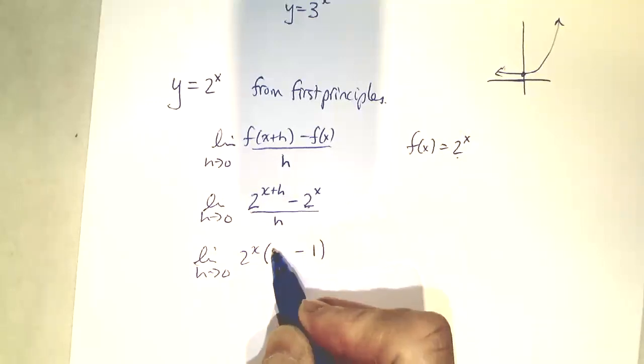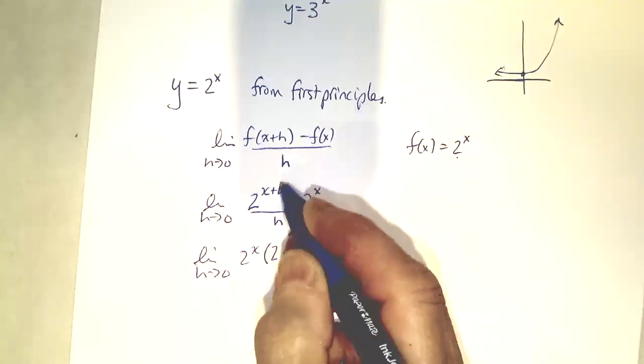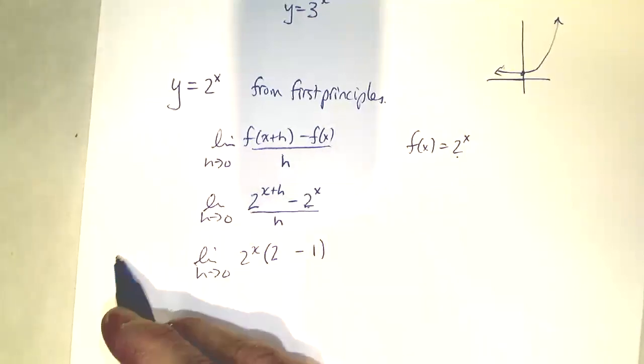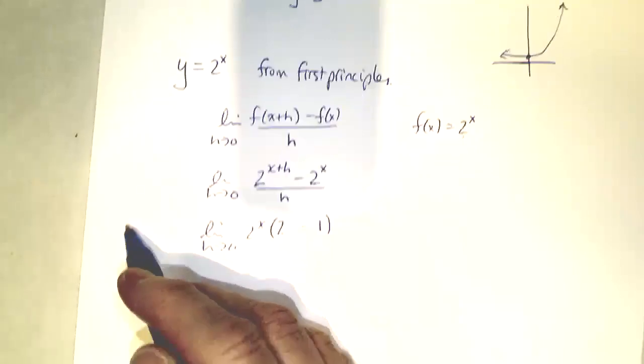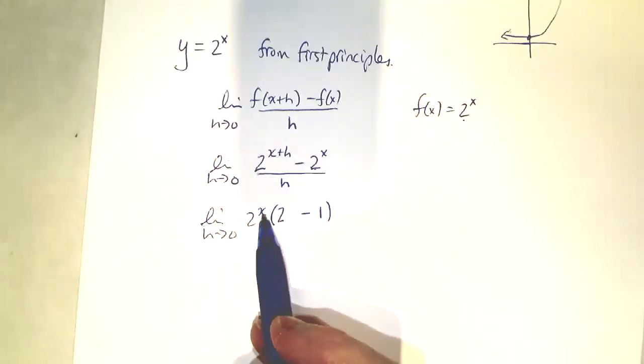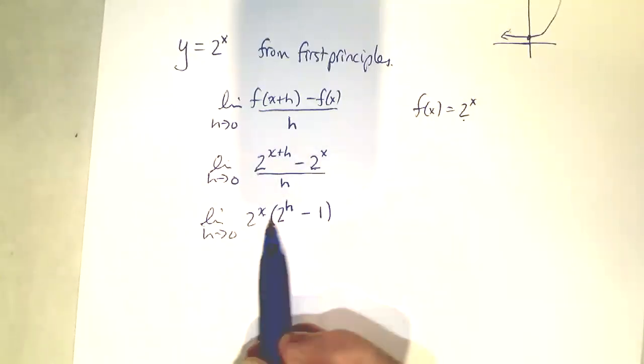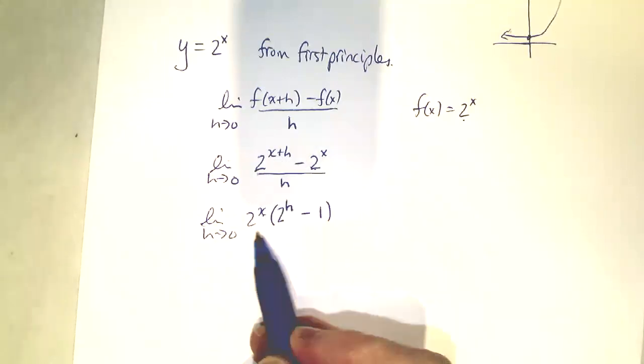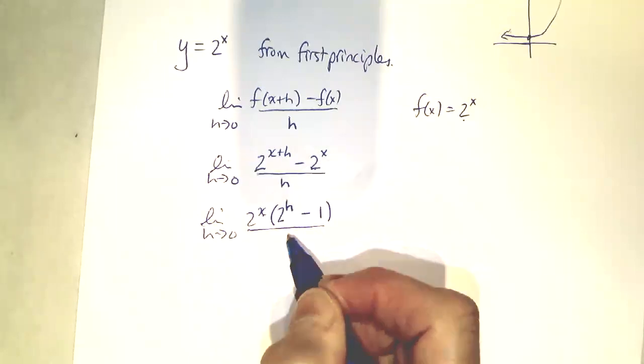Can you guys figure out what goes here? Because remember, it's this exponent. Take away the power you pulled out. That's the kind of work we were doing this year. So x plus h, take away the x, leaves h. And if you were to multiply it back, you would get 2 to the x plus h. And so I factored out.